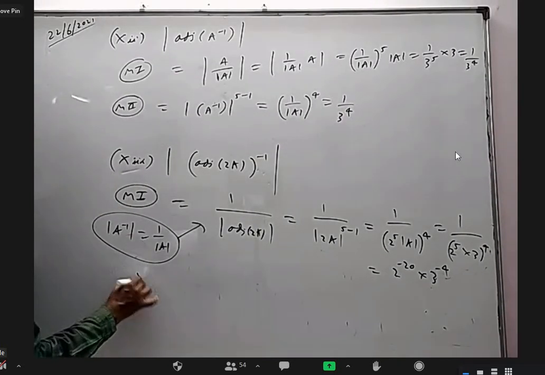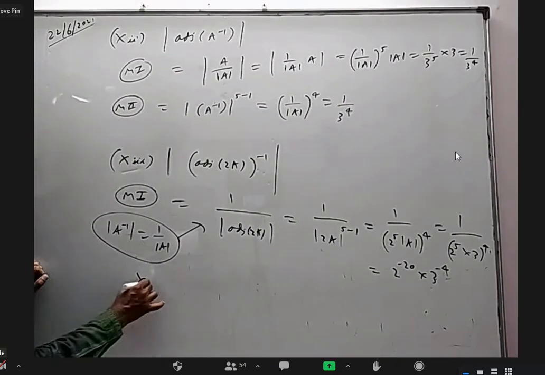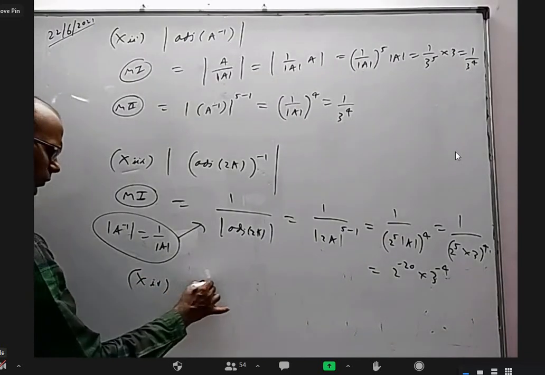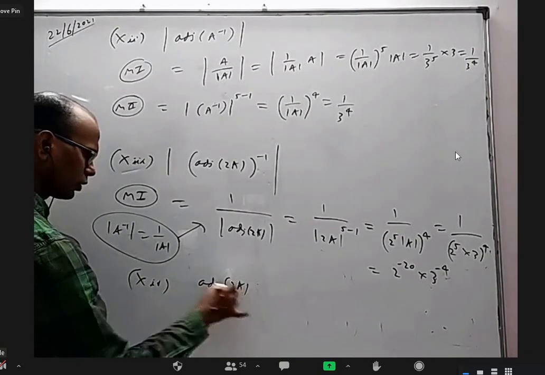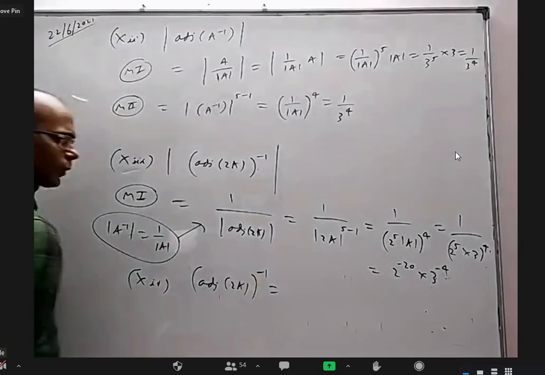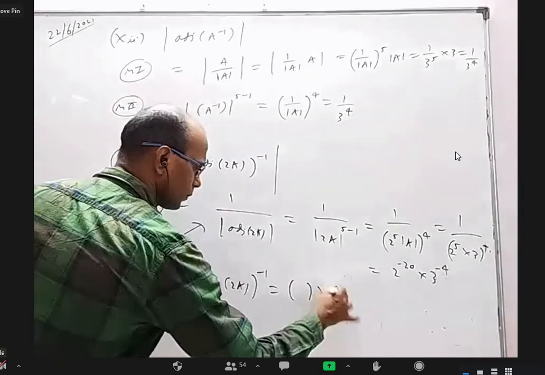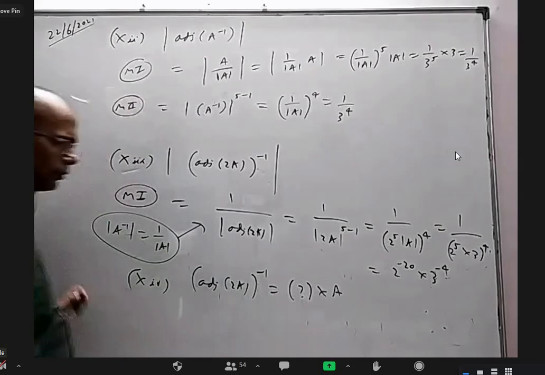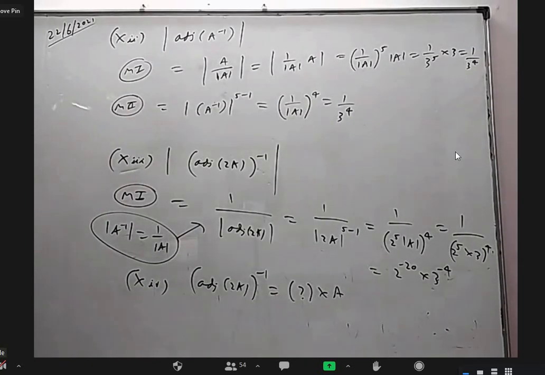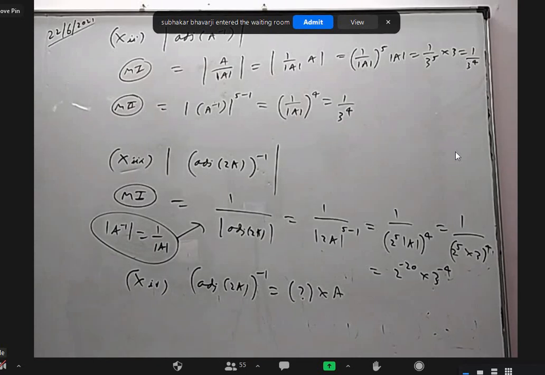Maybe I will not write method 2, but just for 1 or 2 minutes till sir comes, you can try this. Adjoint 2A whole inverse is something into A. Okay, what is that? Adjoint 2A whole inverse is something into A. What is it?